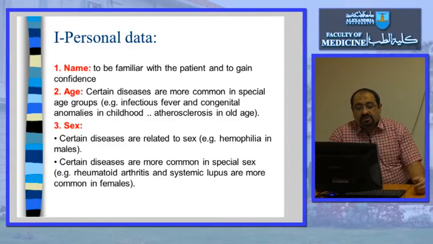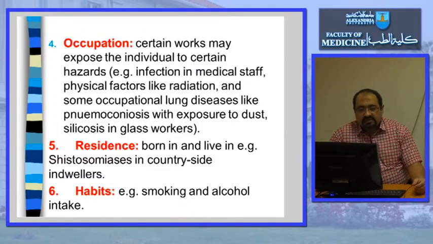The age of the patient is important because certain diseases are common in certain age categories, such as infectious fever and congenital anomalies, which are more common in childhood, while atherosclerosis is more common in old age. Sex is also important, as many diseases are related to sex, such as hemophilia, which usually occurs in males, and certain diseases are more common in females, such as rheumatoid arthritis, many autoimmune diseases, systemic lupus, and thyroid diseases.